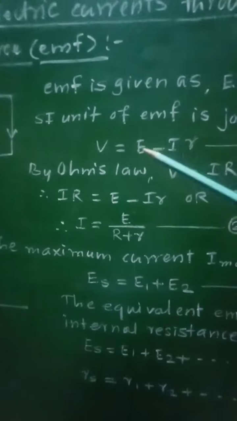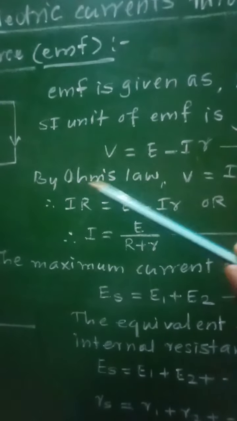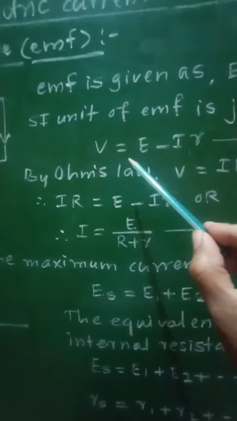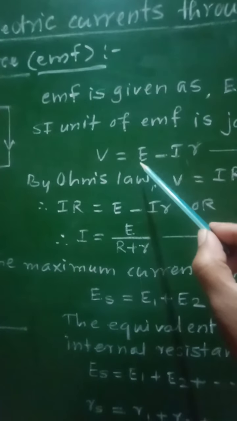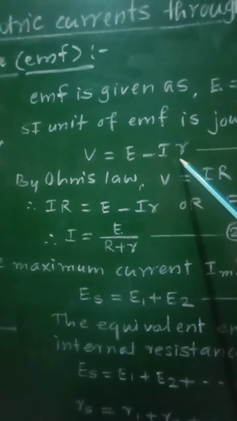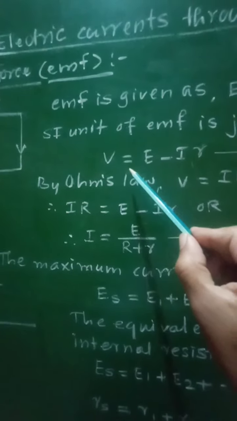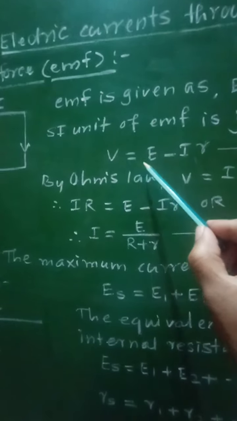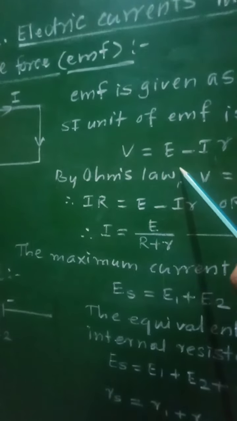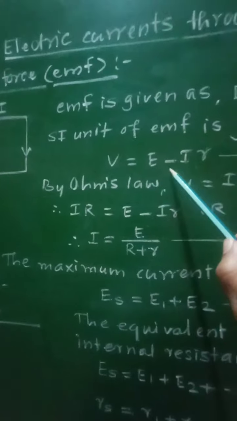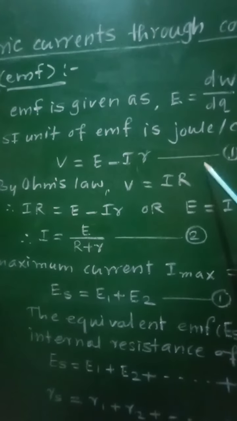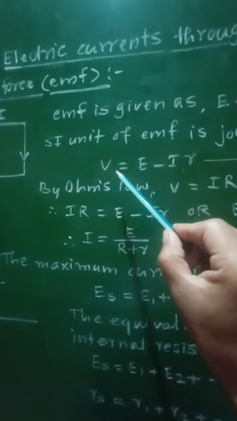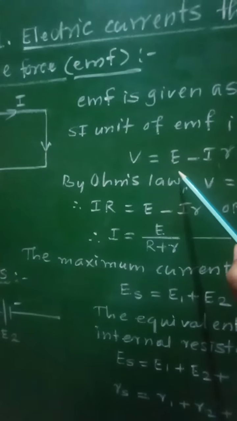Therefore, if I is the current flowing through that device having internal resistance r, the potential difference phi will be equal to E minus Ir. That means when the current is set up in that device, its potential difference will be less than its EMF. So phi is equal to E minus Ir, equation number 1, which gives the relation between the potential difference across the two terminals of that device and its EMF.